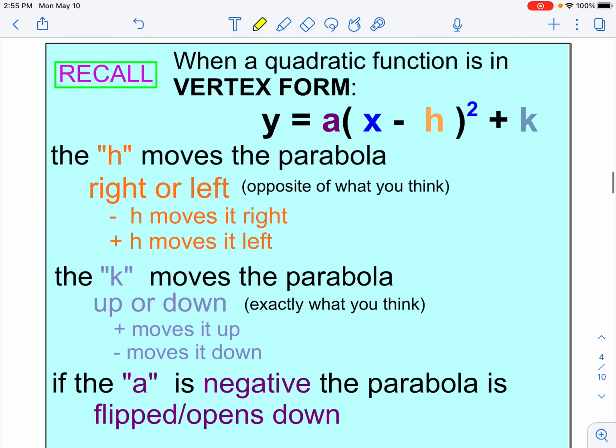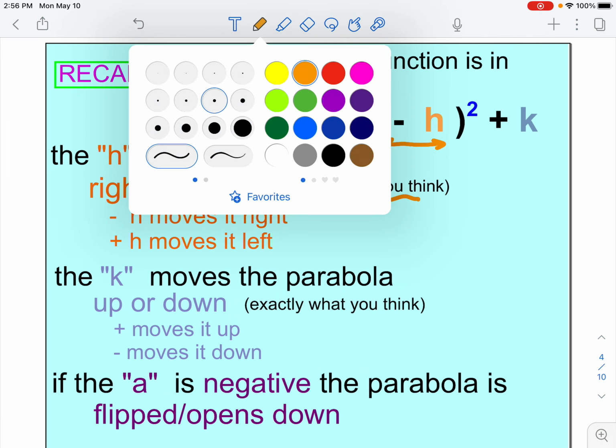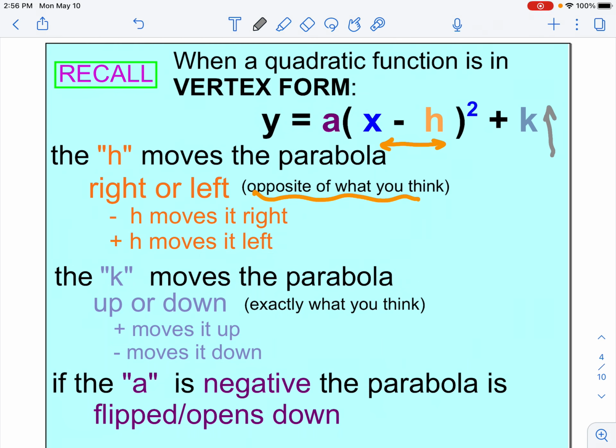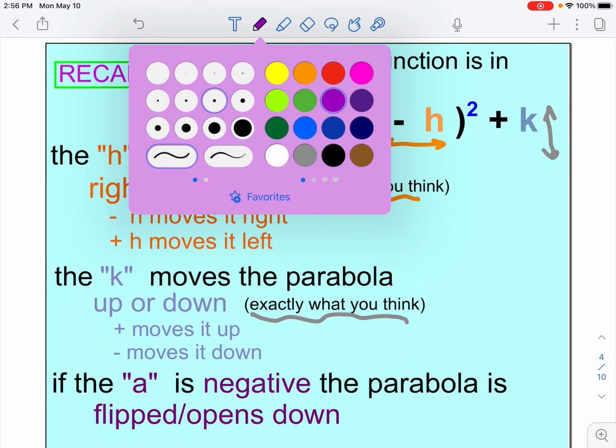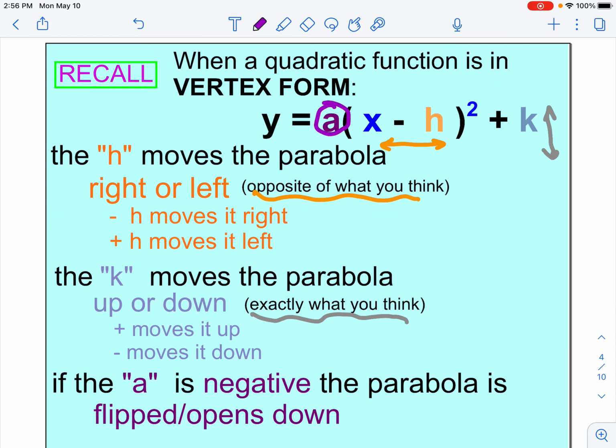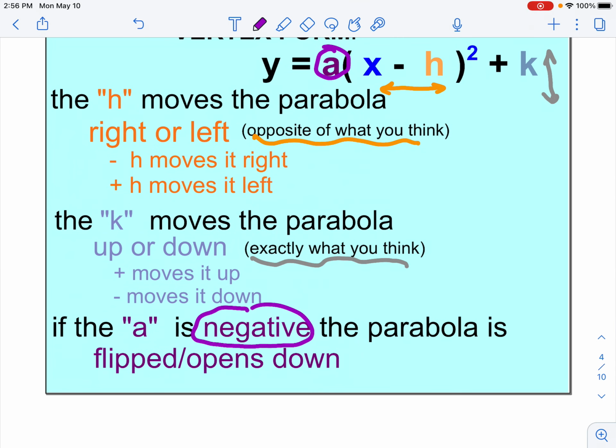And so now we're going to work on graphing in vertex form. So again, this is just review, and this is telling you that when it's in vertex form, the h value inside shifts it left or right, the opposite of what you think, okay? The k value on the outside moves it up or down, and exactly what you think. And the a value right here is what tells us whether it flips over. If a is negative, then the parabola is flipped.